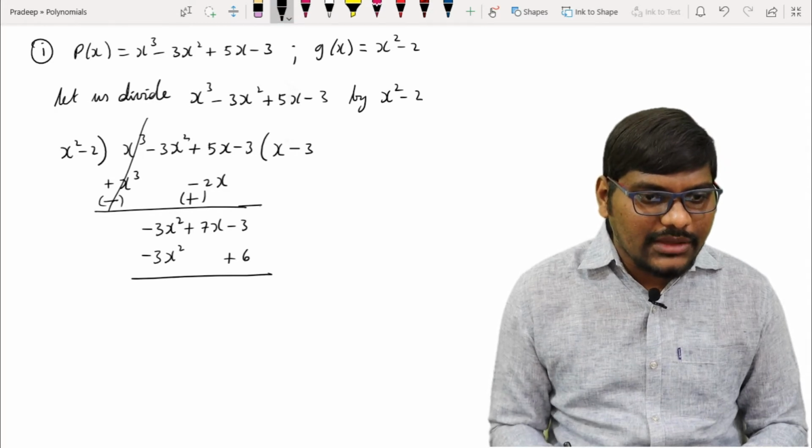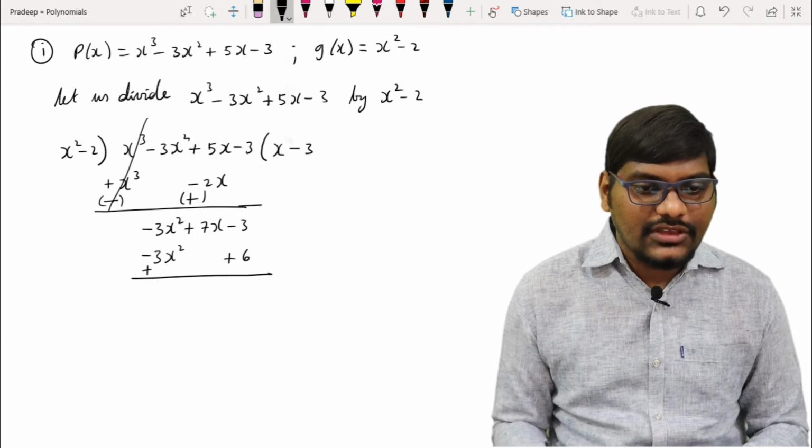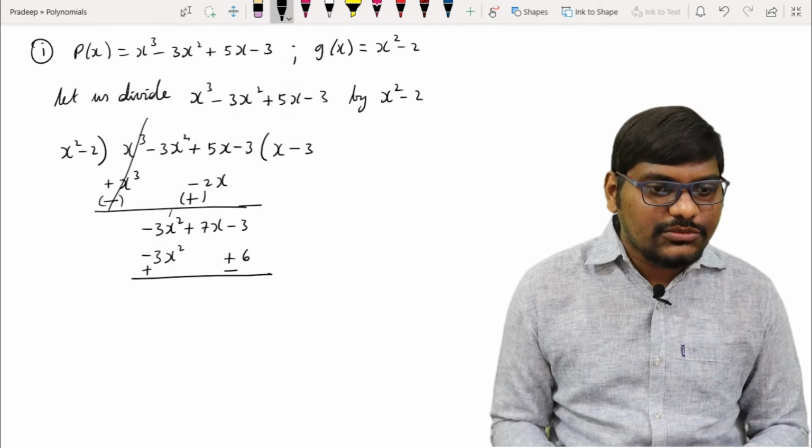So I'm just changing the signs. This becomes plus and this becomes minus. So these both get cancelled.